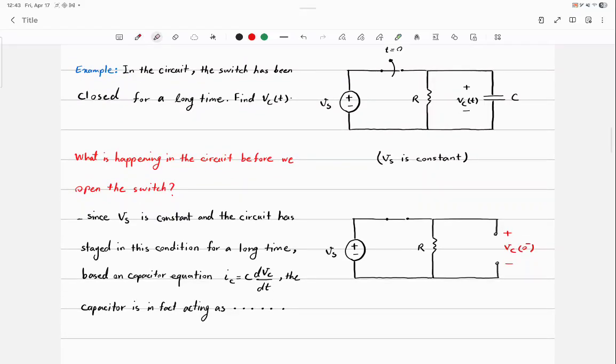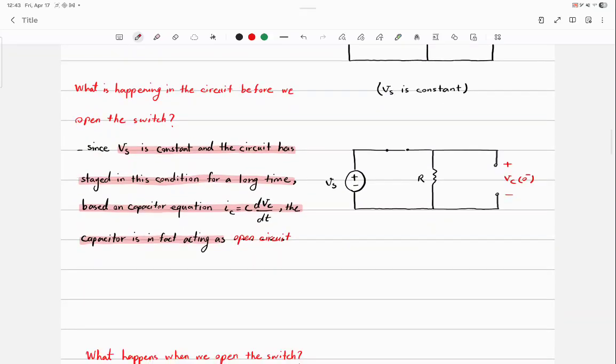As you said, Vs is constant. The circuit has stayed in this condition for a long time. Based on the capacitor equation and your knowledge of the previous lecture, your capacitor is acting as an open circuit. No, I'm still in negative. That is for the next part. So can you tell me what's the value of VC 0 negative? Is it obvious for everyone?